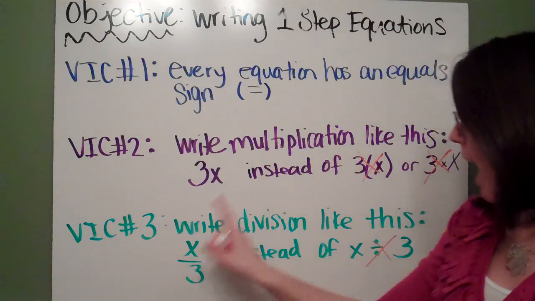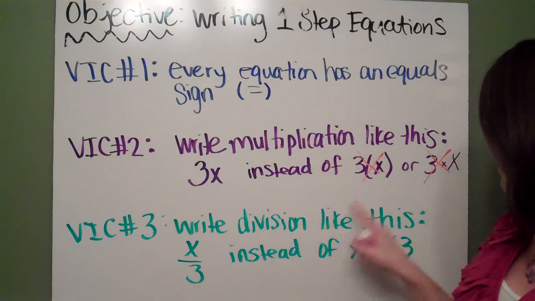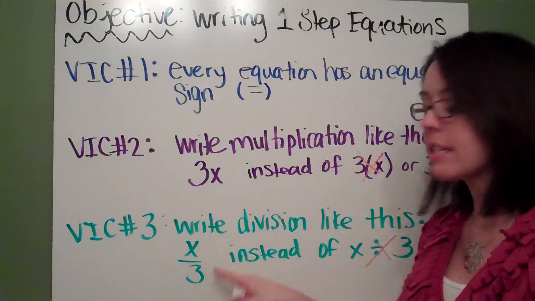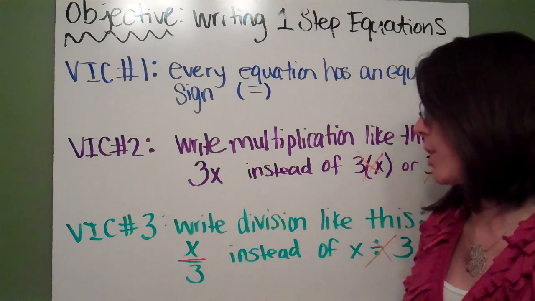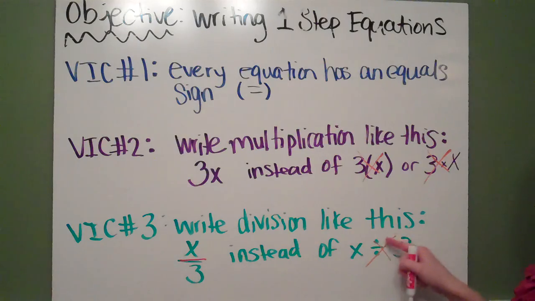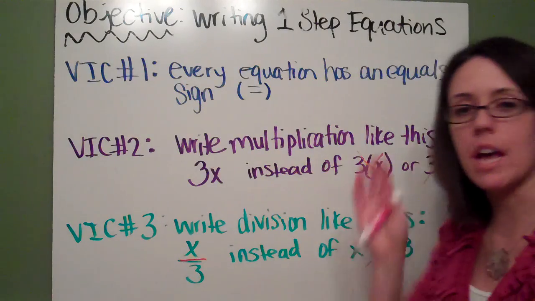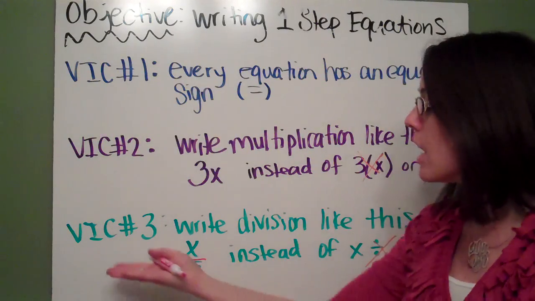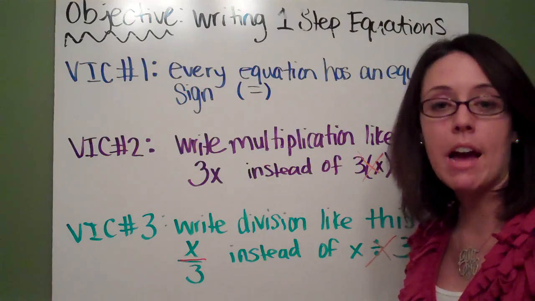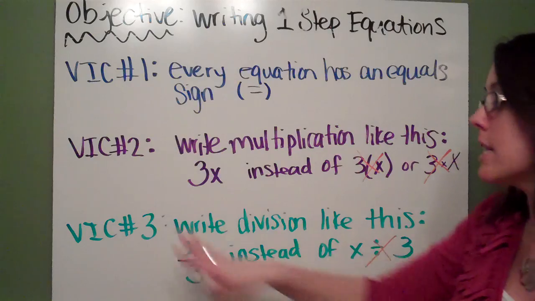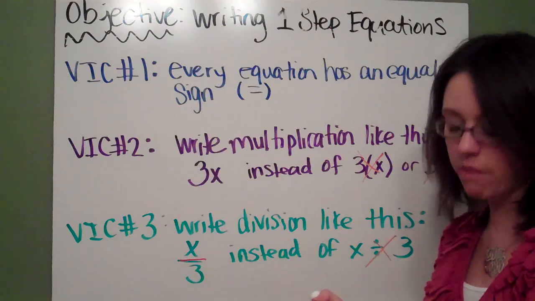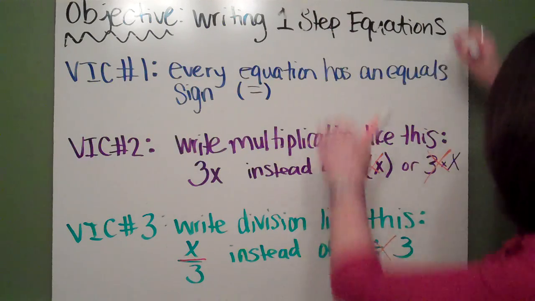Big number 3, I want you to write division like this. X divided by 3, x over 3, using the fraction bar symbol, instead of x divided by 3 using the little division sign. Again, why are we doing this? Because it's just better when we're writing algebraic equations. Are these still correct? Yes, but this is the better way to write it when you're solving these one-step equations.